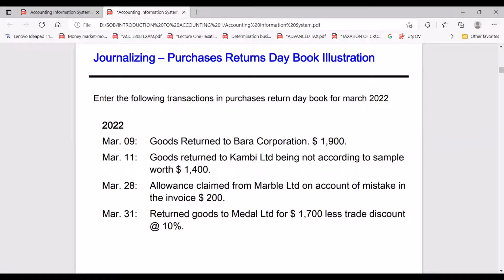On 11th March, goods returned to Cambi Limited, being not according to sample, worth $1,400. On 28th March, allowance claimed from Marble Limited on account of a mistake in the invoices of $200. On 31st March, return goods to Medal Limited of $1,700, less trade discount of 10%.